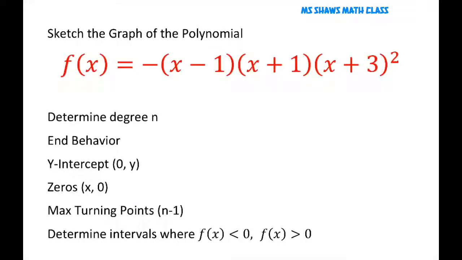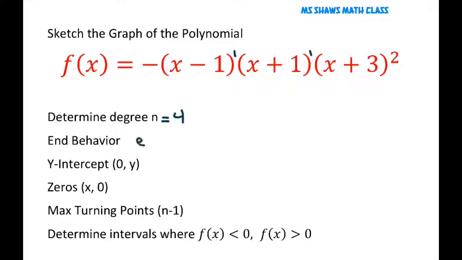Hi everyone, we're going to sketch a graph of this polynomial and we're going to fill out some information first. I'm going to write my exponents here to get my degree since this is not in standard form. So I'm just going to add this up. We have 1 plus 1 plus 2 is 4. So my n equals 4.